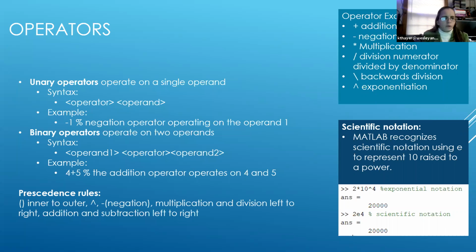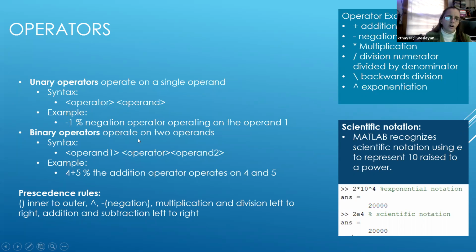So unary operators are going to operate on a single operand. So you would have operator operand. So for example, -1 is going to be negation operator for operating on operand 1, right? So here is the operator, the minus sign. So this minus sign causes this operand, which is 1, to become negative.